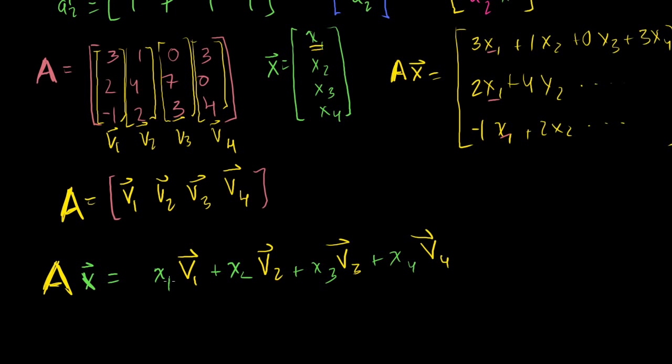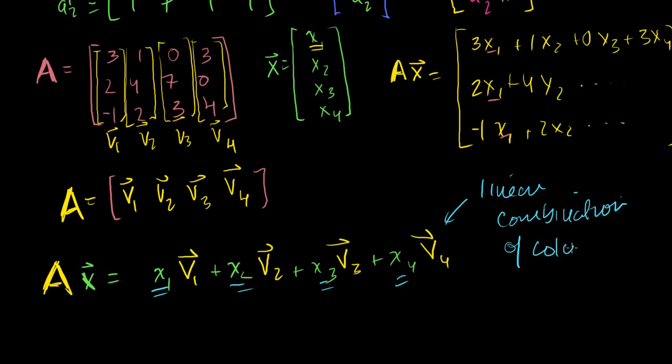But what's interesting here is that the product Ax can be interpreted as a linear combination, right? These are just arbitrary numbers depending on what our vector x is. So depending on our vector x, we're taking a linear combination of the column vectors of A. So this is really interesting.